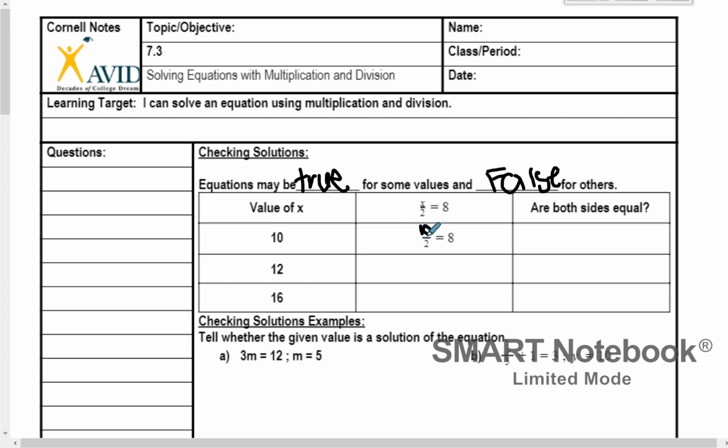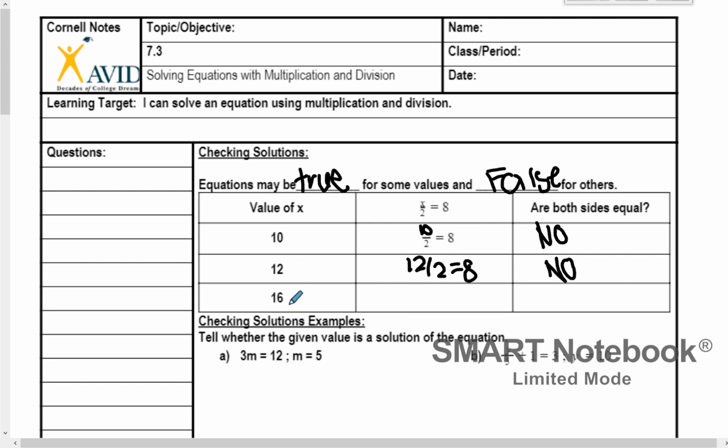And 10 divided by 2, because the fraction bar is the same as division, is 5. Is 5 equal to 8? That's going to be no. Same idea for 12. Now we're going to check to see if 12 is true. So we have 12 over 2 equals 8. Is 12 divided by 2 equal to 8? No, 12 divided by 2 is 6, which is not equal to 8.